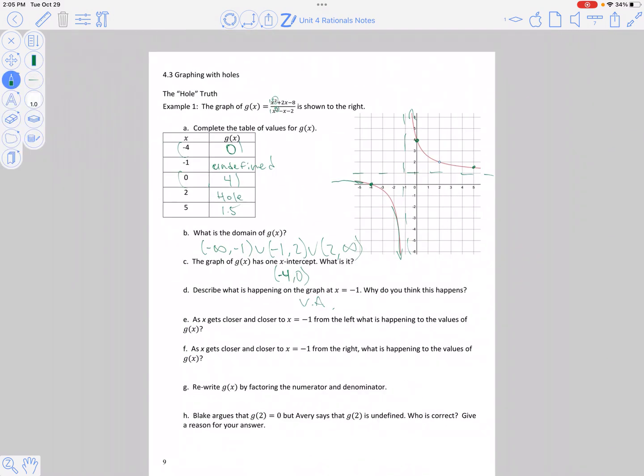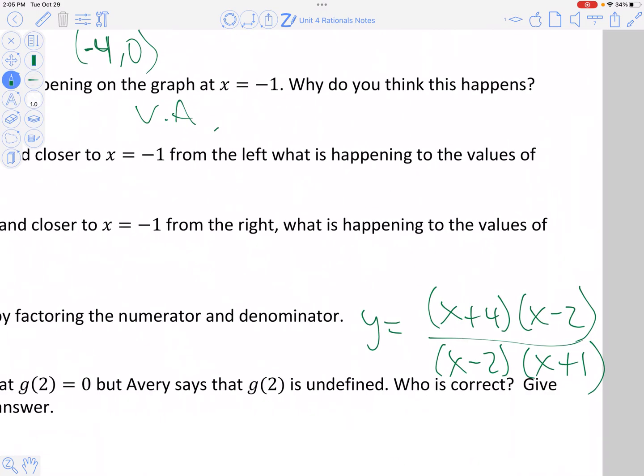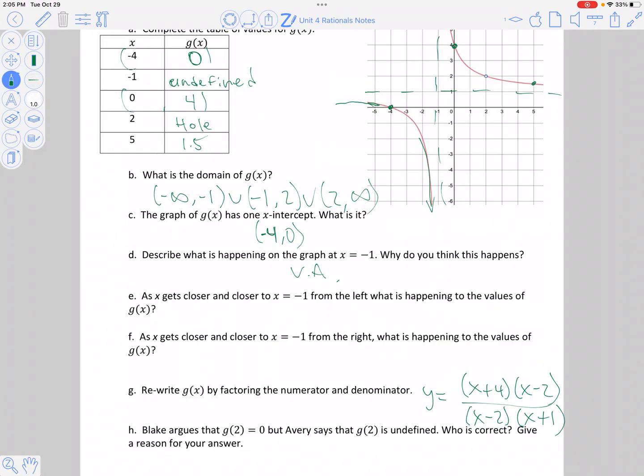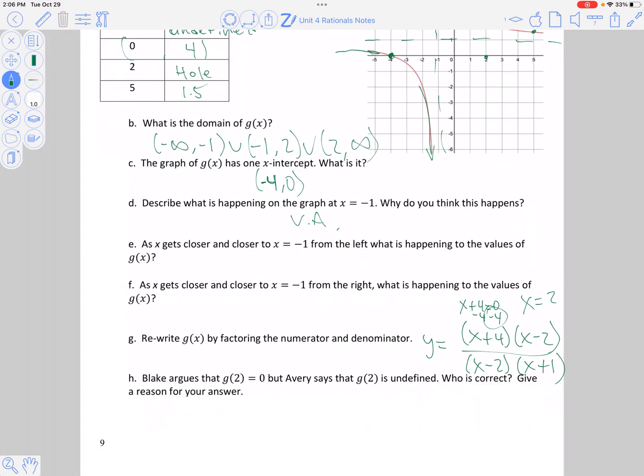Okay, G, I gotta factor this. So pause this, try to factor it, but we're gonna get x plus 4, x minus 2. And when I factor the bottom, I'm gonna get x minus 2, x plus 1. Okay. So, if we kind of analyze this, right, if we take x plus 4 and set it equal to 0, that's going to give us our x-intercept of -4, right? And if we take this and set it equal to 0, it's going to give us our x-intercept at 2, but obviously it's not an x-intercept at 2, so we'll talk about that.